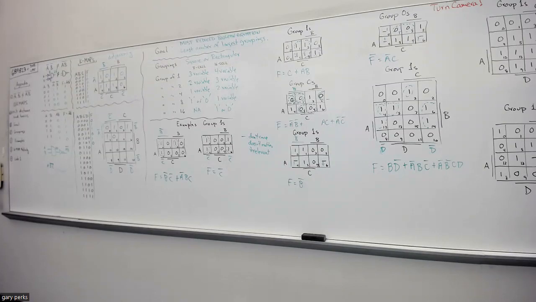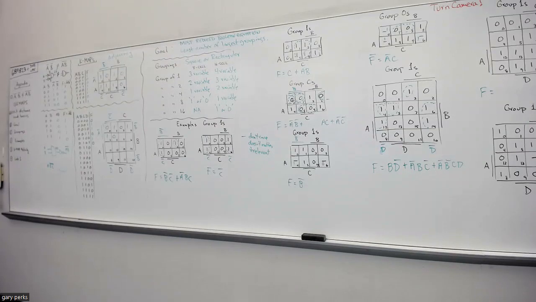Again, we're grouping 1s. Okay, we're grouping 1s here, so we'll get an expression for F. So what would you do first? Would you do a group of 8 like this? No, right, because that's not a regular shape. Again, it's got to either be a square or a rectangle. So you can't do a group of 8.